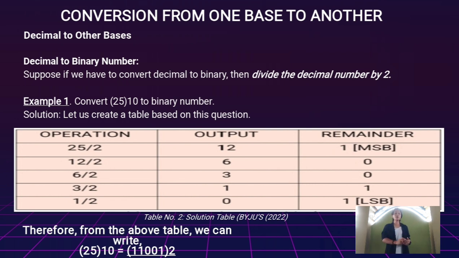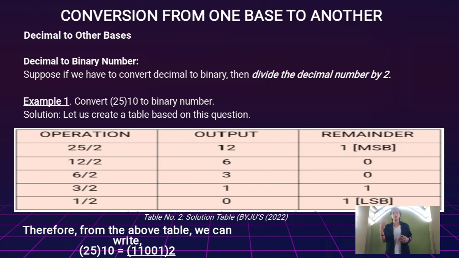25 divided by 2 is equal to 12, and the remainder is 1. How did we come up with the remainder of 1? If we divide 25 by 2, the answer would be 12.5. Because we have a decimal of 0.5, our remainder is 1.